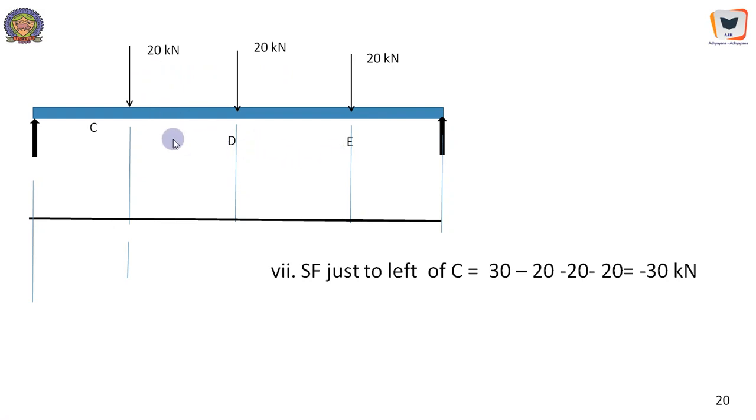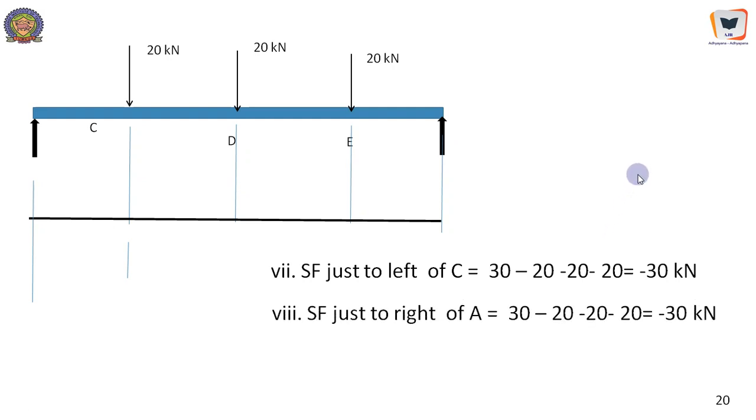And you should see, whenever we take a section, we have just algebraically added all the forces, including the reaction. The reaction was positive, all other forces were negative. Anyway, algebraic addition is caring for sign, caring for positive effect and negative effect. It's not an arithmetic sum.